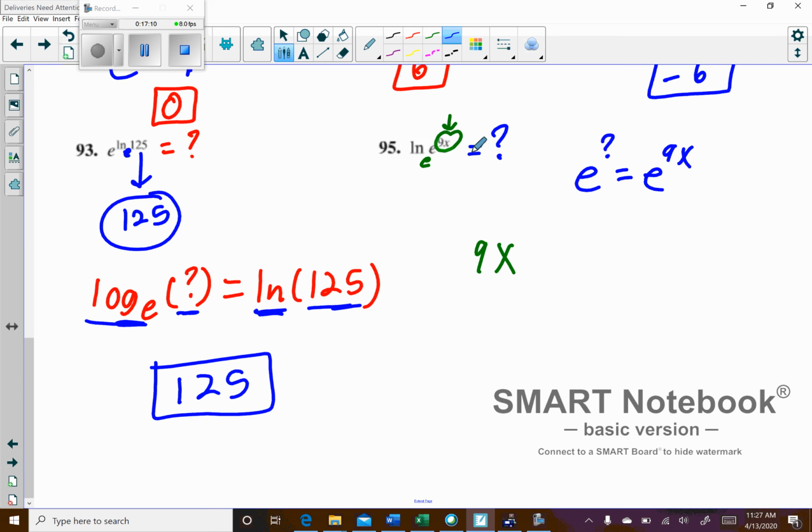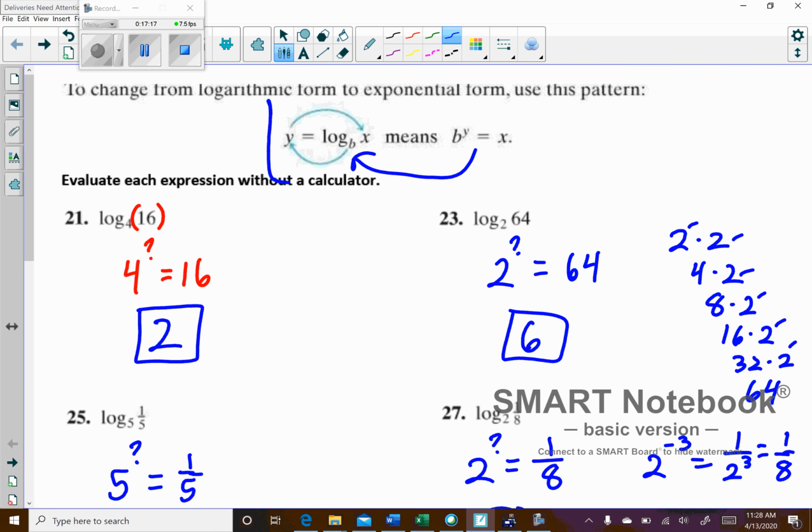So one of the biggest things as you tackle this unit is making sure you understand this right here. That's going to help you out whenever you're having any problems. Typically, if you convert from one form to the other, that's going to help you solve your problem.